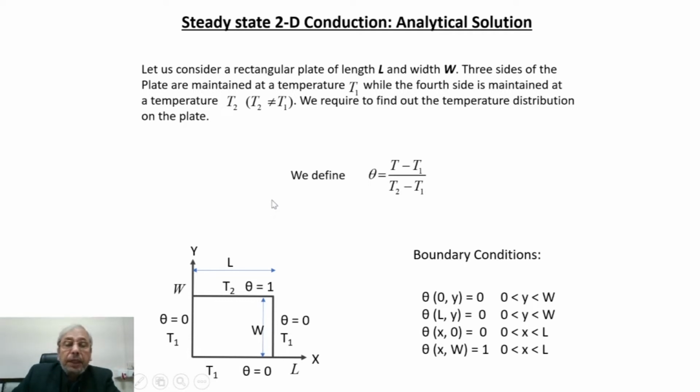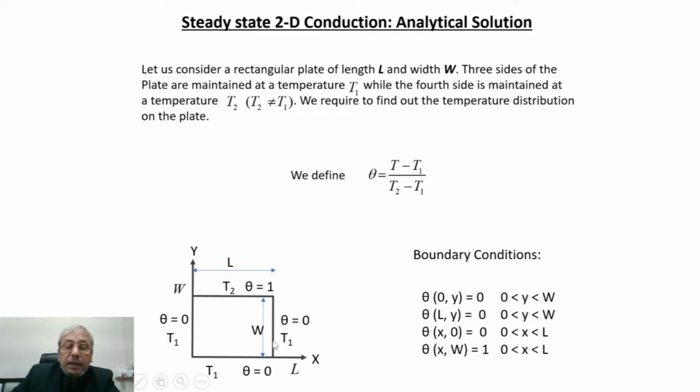Therefore, we now define a non-dimensional temperature which is T minus T1 divided by T2 minus T1, so that anywhere on the plate temperature varies between 0 and 1. Now, we have formally written the boundary conditions.